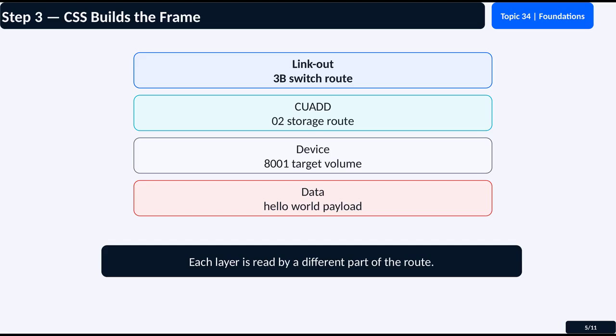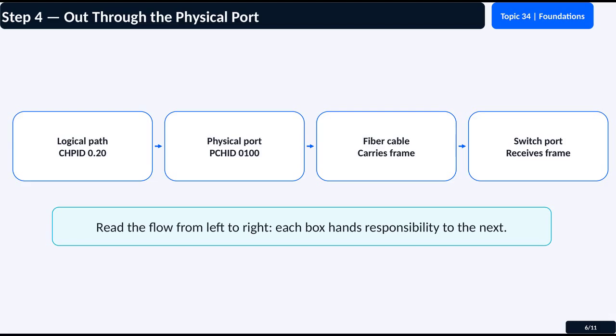Now the request is packaged for travel. Think of this as nesting envelopes. The outside envelope has the switch route, called the link out value. Inside that is the CHPID value that points to the right logical control unit in the storage system. Inside that is the device address, 8001. At the center is the actual data, hello world. Each layer will be used by a different part of the path.